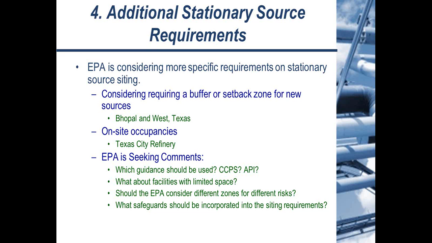So 4, additional stationary source requirements. They're considering more site-specific requirements on stationary source siting, considering requiring a buffer or setback zone for new sources. Essentially, they recognize that a lot of times communities are built nearby their chemical facilities. It may not be feasible right now to require a buffer zone, as these are private residences. However, with new facilities, this should be looked at, making sure that there is adequate space between the public and a potential hazard. Obviously, this has been learned from Bhopal and West Texas.